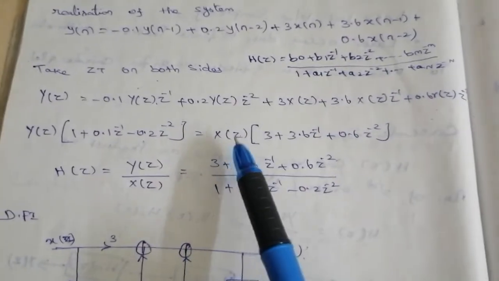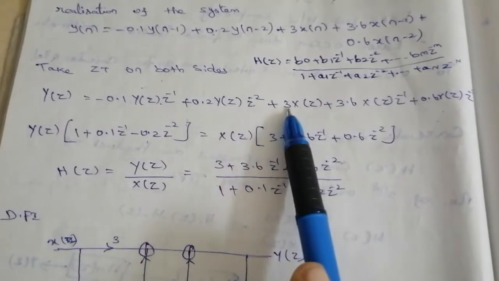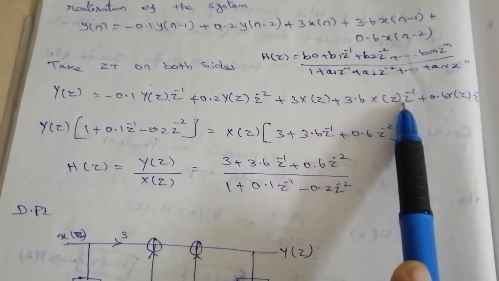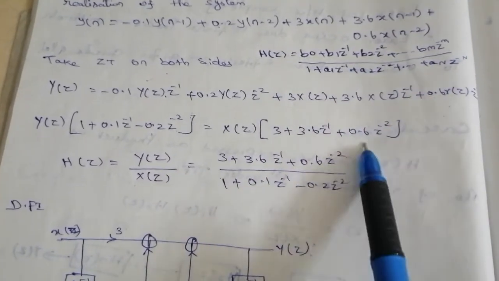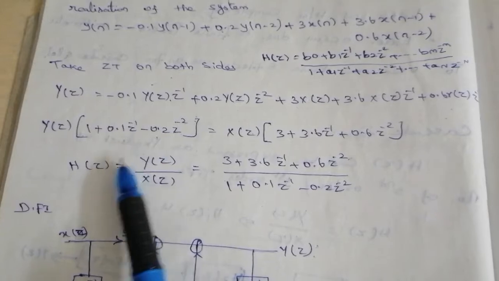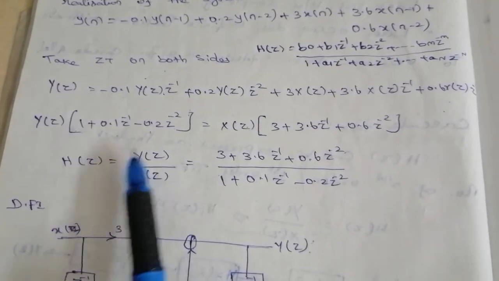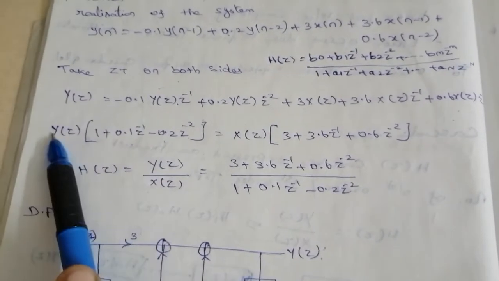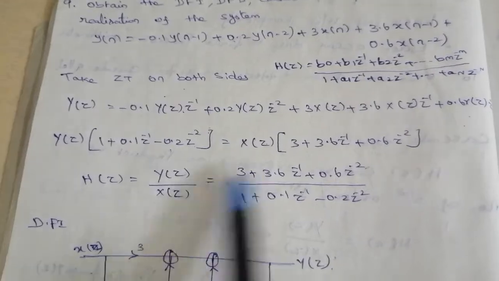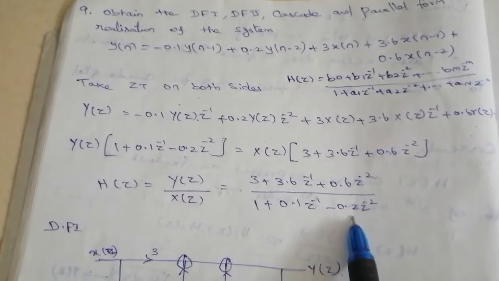So we take X of z common: 3 plus 3.6 z power minus 1 plus 0.6 z power minus 2. The transfer function formula is H of z equal to output divided by input, Y of z divided by X of z. So this term divided by this term, okay.